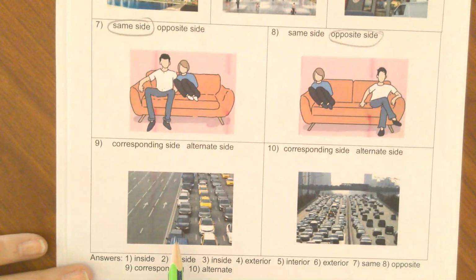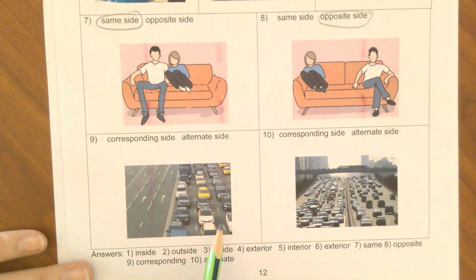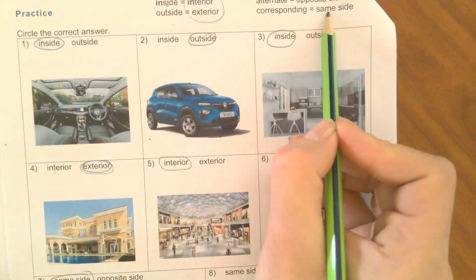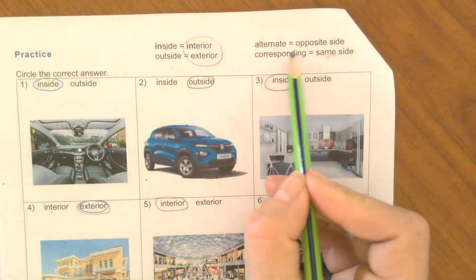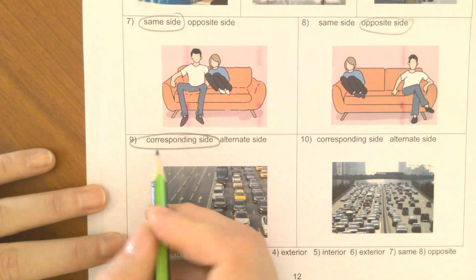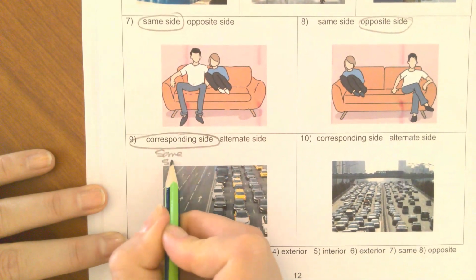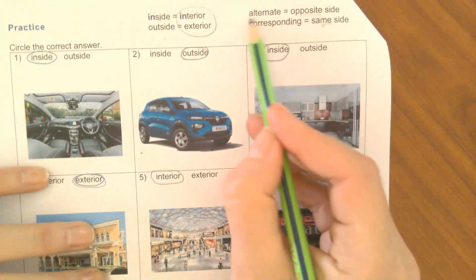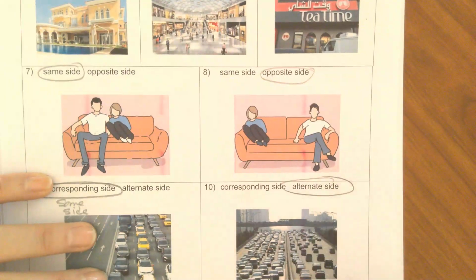All the cars are on the one side. So one same side. If we look here, corresponding. Okay, so if everything's on one side, that's corresponding. Same side. Now, cars are on both sides. Opposite sides. Alternate.